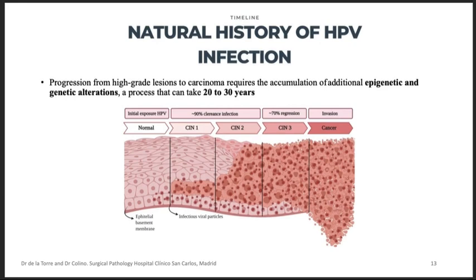Progression from high-grade lesions to carcinoma requires the accumulation of additional epigenetic and genetic alterations, a process that can take 20 to 30 years. Hypermethylation of CpG islands in the promoter regions of tumor suppressor genes has been recognized as a molecular change from HSIL to cervical cancer.